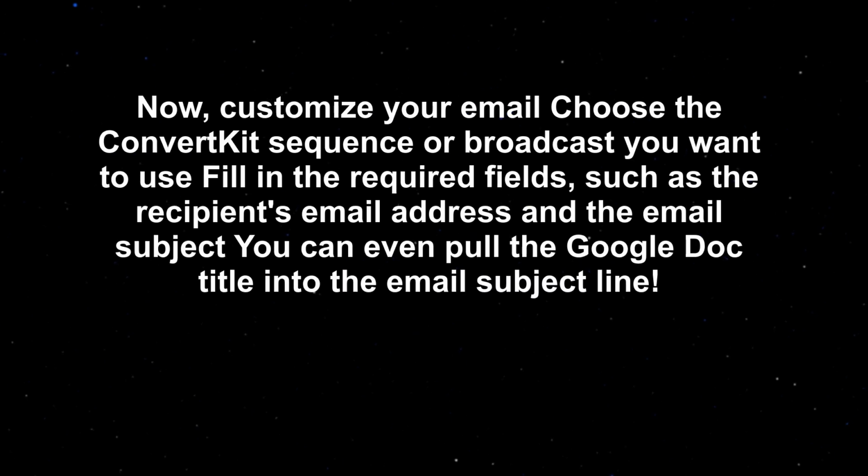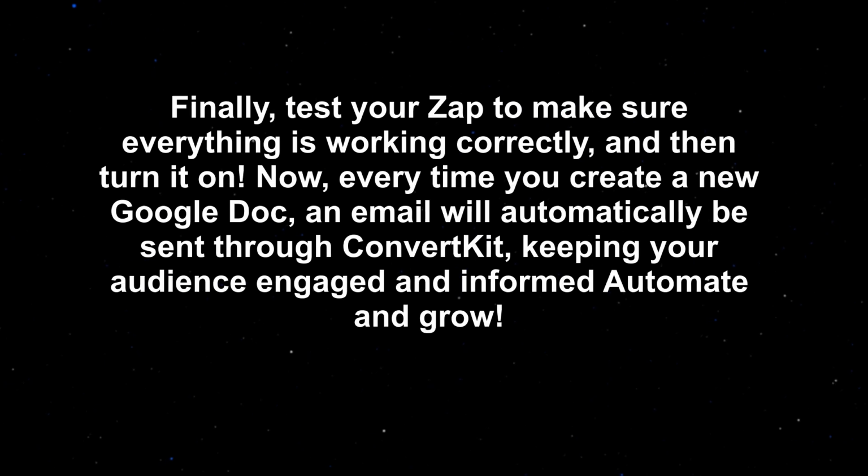Now, customize your email. Choose the ConvertKit sequence or broadcast you want to use. Fill in the required fields, such as the recipient's email address and the email subject. You can even pull the Google Doc title into the email subject line. Finally, test your Zap to make sure everything is working correctly, and then turn it on.